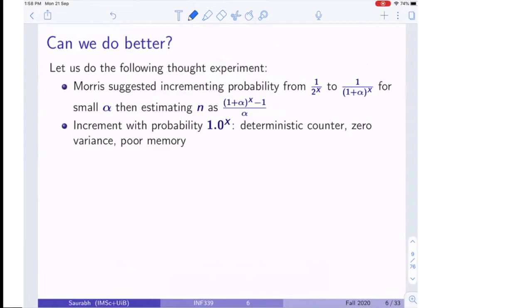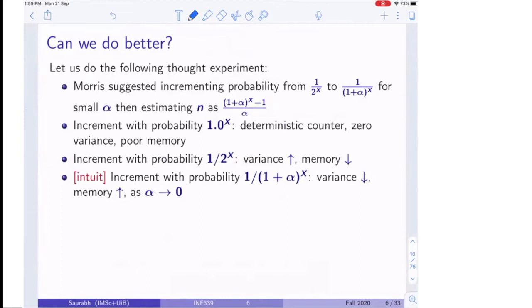So let's just go back and think. Look at the deterministic algorithm. I want to think that I'm incrementing with probability 1 to the power x. Remember, x was the counter. And you were incrementing this counter with a certain probability, right? What do I mean by that? At some point of time, you are incrementing this counter by 1 with probability 1 over 2 power x, and you are not incrementing this counter with probability 1 minus 1 by 2 power x. But now I want to increment with probability 1 over 1 to the power x. So whenever a new item comes, I increment this, because whatever x may be, this is 1. But it's a deterministic counter. It has 0 variance, but it has a poor memory because remember, it takes log n space or log n bits.